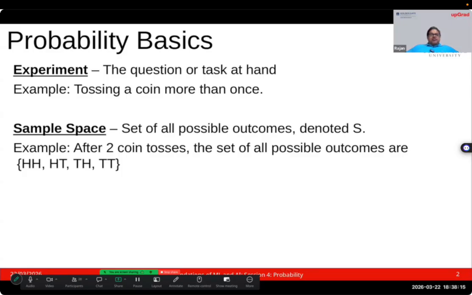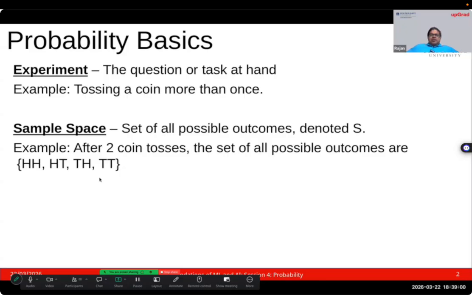Then we define what is called a sample space. The sample space is a set of all possible outcomes, and the set is denoted as capital S. Okay, like this, capital S. Sample space. So, for example, when a coin is tossed twice, what are all the possible outcomes? We could get head both times. We could get tails both times. Head on the first toss and tail on the second one, or tail on the first toss and head on the second one. So these are the only 4 possible outcomes.